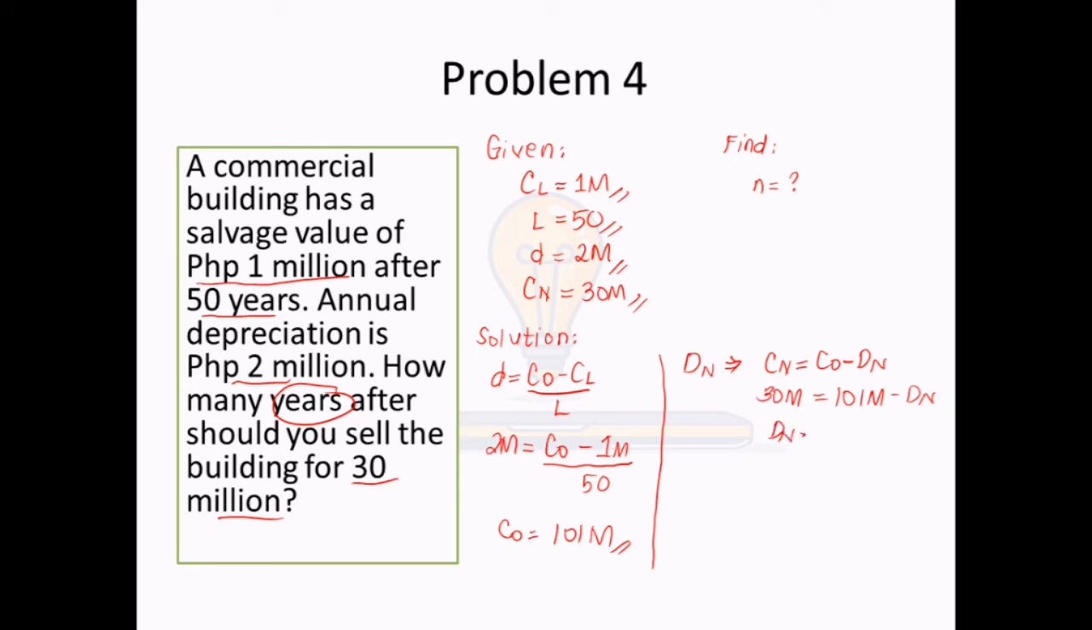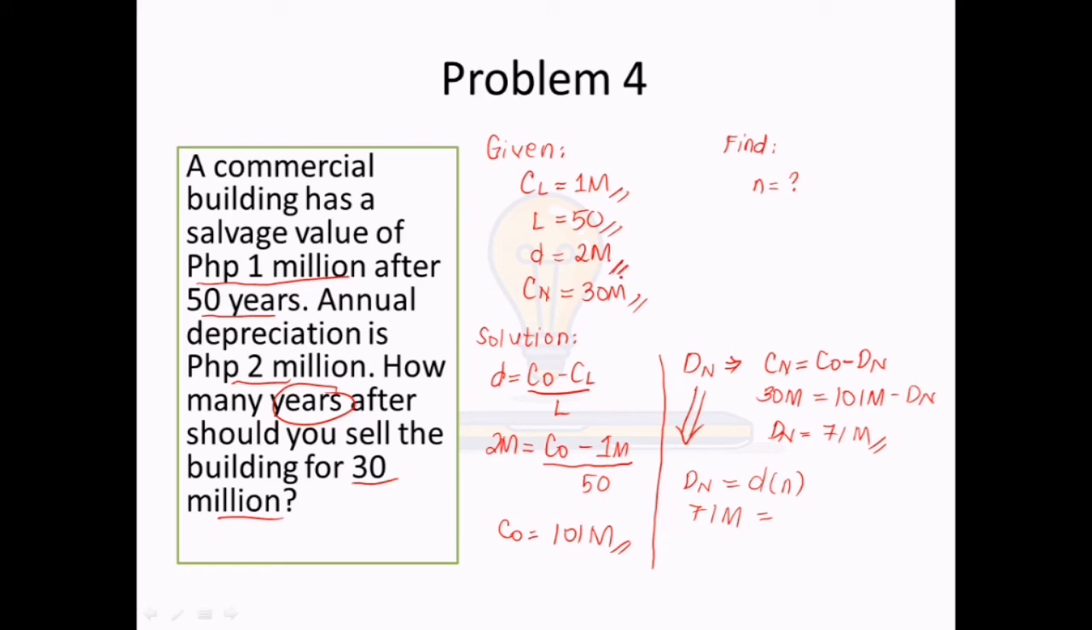So that will be 30 million subtracted from 101 million. We'll be left with 71 million pesos. What does it mean? It simply means that the commercial building was purchased with a value of 101 million pesos. Since you want to sell it for 30 million pesos, it has depreciated by 71 million pesos.